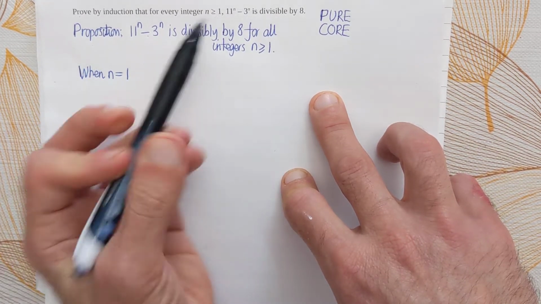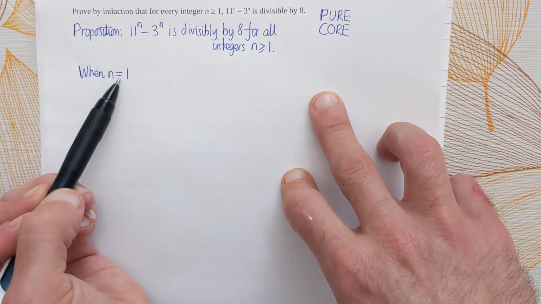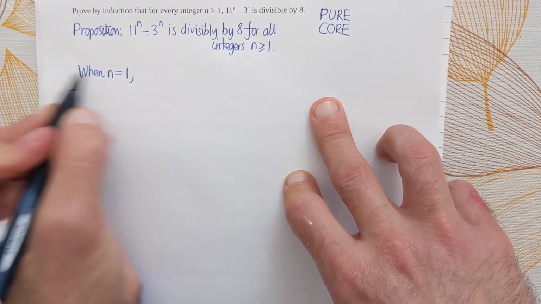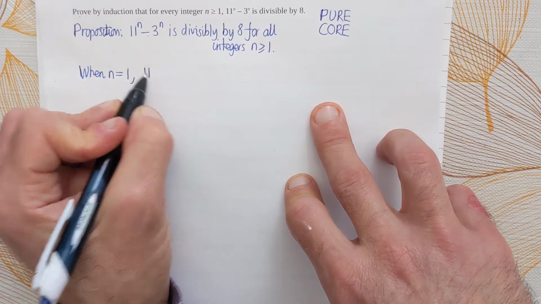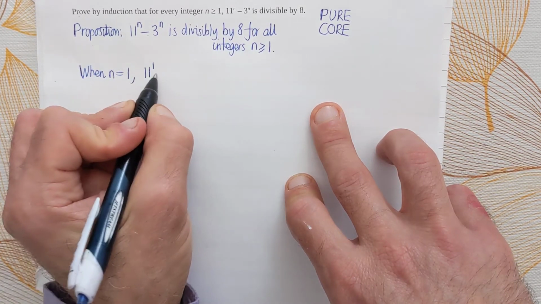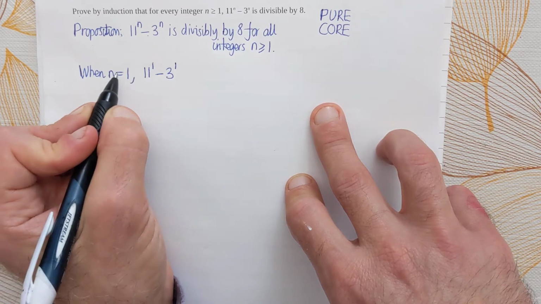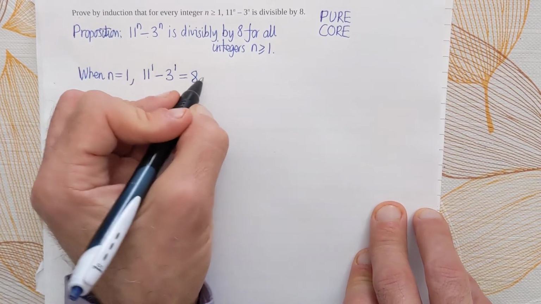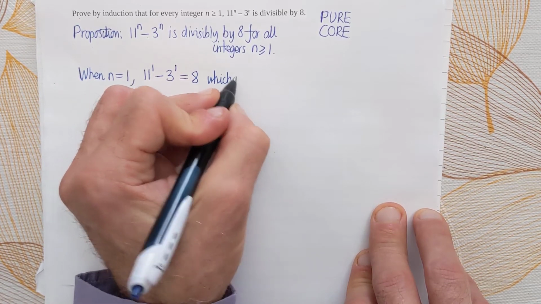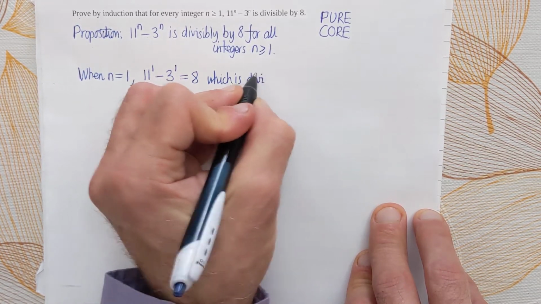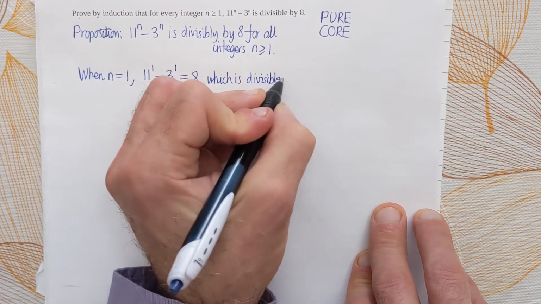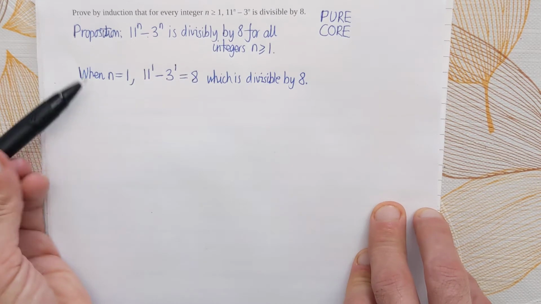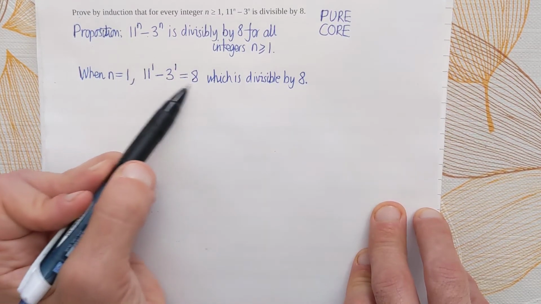N equals 1 is the smallest allowable integer here. That is our base case. And when n is equal to 1, the expression becomes 11 to the power of 1 minus 3 to the power of 1, giving us 8, which is divisible by 8. So we've shown that for the base case, the proposition is true.